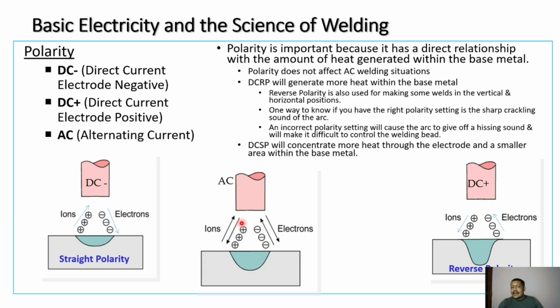So direct current straight polarity will concentrate more heat through the electrode and a smaller area within the base metal. As a result, you can see this will be the net effect in the welding. So variation in the current, variation in the voltage, variation in the polarity will have a good or an adverse effect on the welding if you have not chosen them properly.